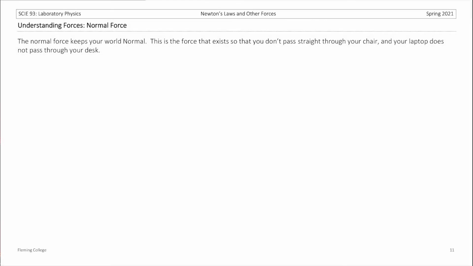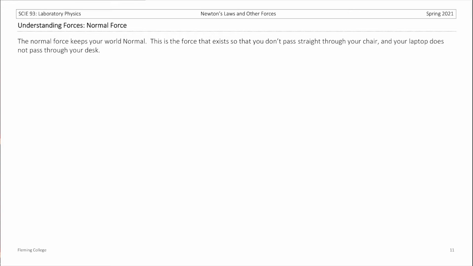The next type of force we look at is the normal force. To try and help you keep straight in your head what the normal force represents, I like to think that the normal force keeps your world, well, normal. This is the force that exists so that you don't just pass straight through your chair, and your laptop's not just going to pass straight through your desk. You can feel in your backside that the chair is pushing up on you a little bit, and that is you feeling the normal force the chair exerts on you.